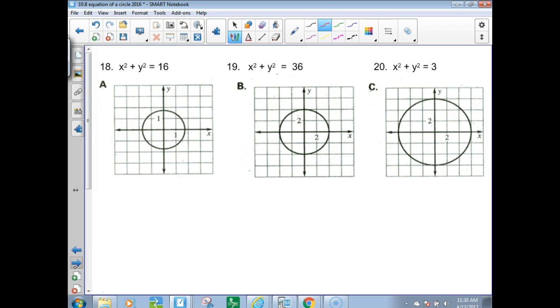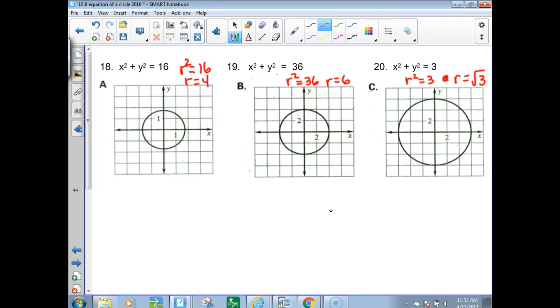Okay. Let's match these equations to their respective graphs. Match the graphs to the equations. Well, what I would do is look at these and say, all right, what's the radius? Well, if r squared is 16, what's the radius? Okay, 4. If r squared is 36, what is the radius? 6. If r squared is 3, what's the radius? Oh, sorry. The radius is the square root of 3. We are not dividing by 2. We're taking the square root.